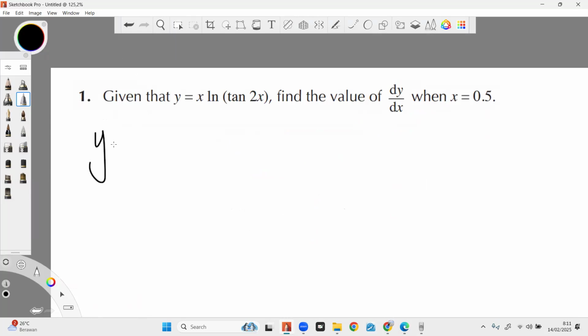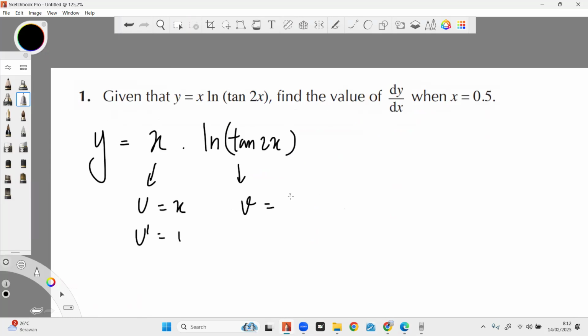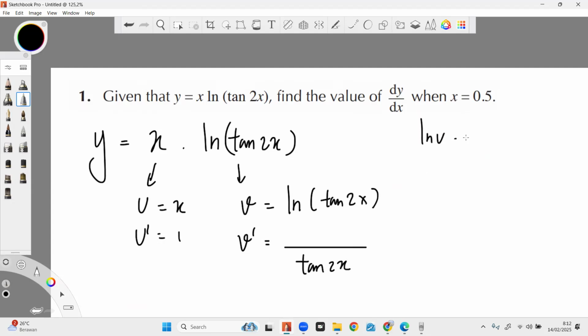Okay. y = x times ln tan 2x. This is U, this is V. Product rule, right? U' is 1, V is ln tan 2x. So V' will be something over, right? Bottom tan 2x. Make sense? The bottom is unchanged because if I have ln U, the derivative is U' over U. The U is the same.